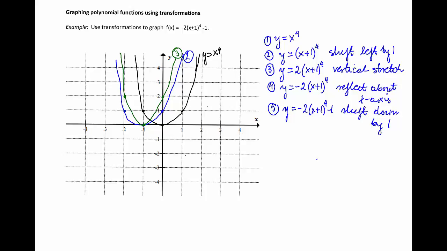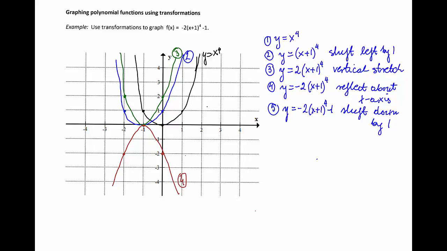Then I need the graph of negative 2 times (x plus 1) to the 4th, which means I need to reflect graph 3 about the x-axis. So point (-1, 0) stays where it was. Point (0, 2) reflects to become point (0, -2), and point (-2, 2) becomes the point (-2, -2), and we draw the reflected graph. And this is the graph of the function negative 2 times (x plus 1) to the 4th.